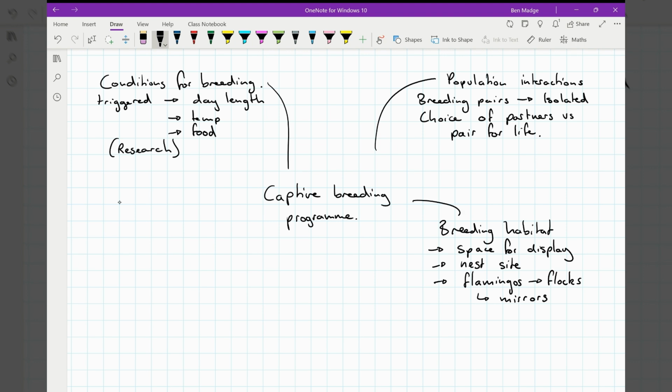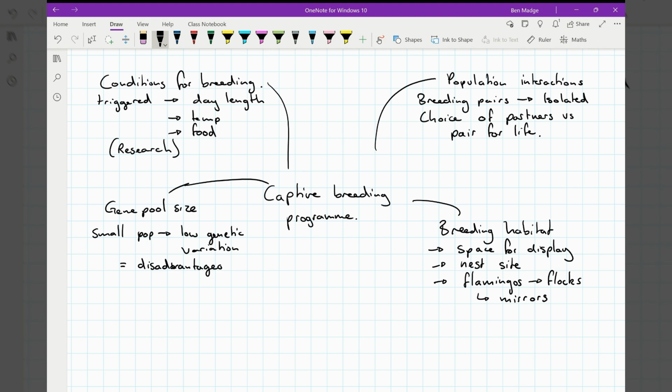We have gene pool size. So this is where we have a small population, which will result in low genetic variation, which might result in disadvantageous characteristics becoming common.